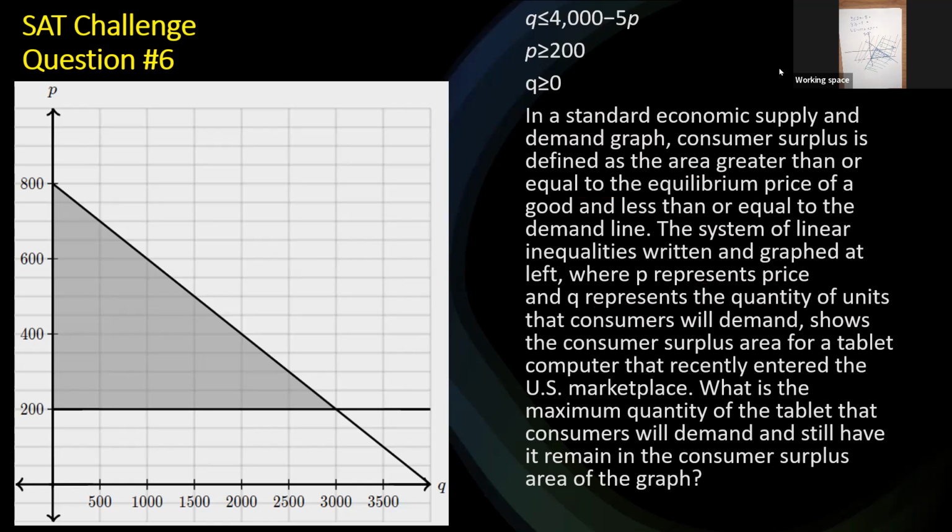Okay, let me take first equation. It says Q is less than or equal to 4000 minus 5P. Let me plot this line. So put P equal to 0. If P is equal to 0, then Q will be 4000. I get this point. फिर क्या है?